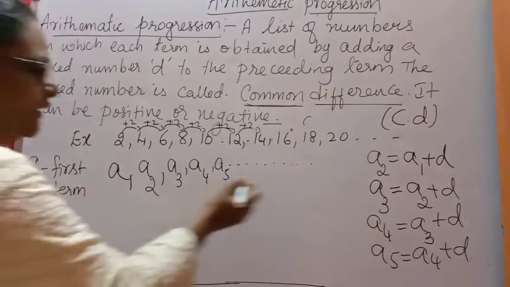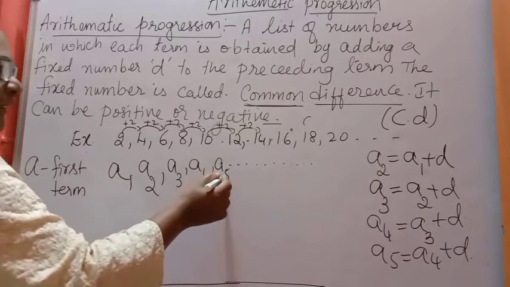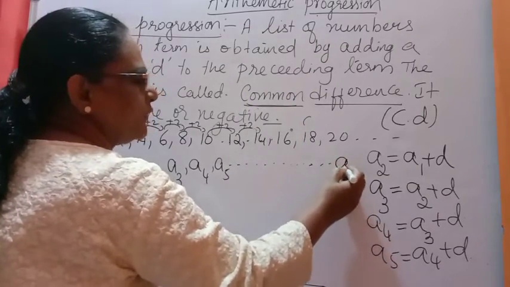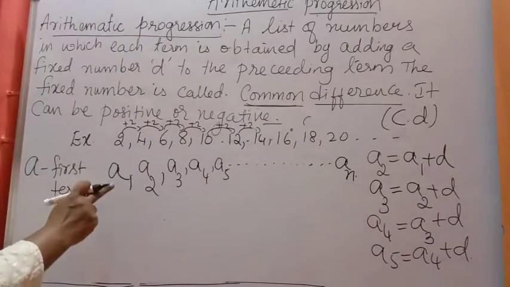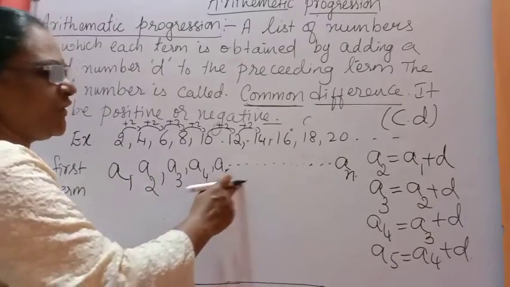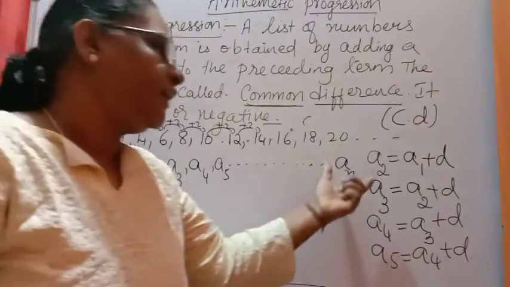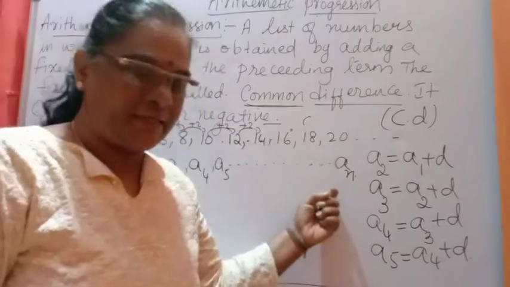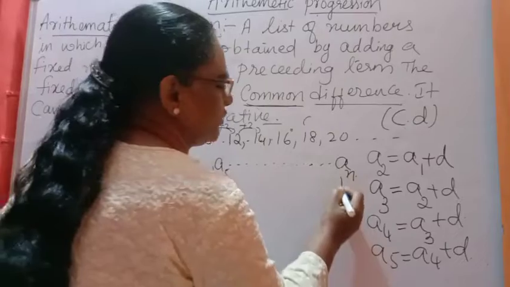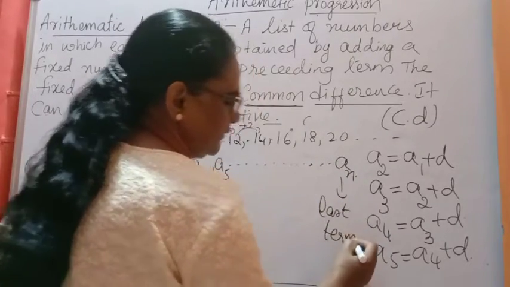These are the terms of the sequence: A1, A2, A3, A4, A5 up to the nth term. Nth term means An. N can take any value. Here n value is 1, n value is 2, n means third term, fourth term, fifth term, like that. The last term is An. N can take any natural number. Then how do you find the value of An? An is nothing but the last term.